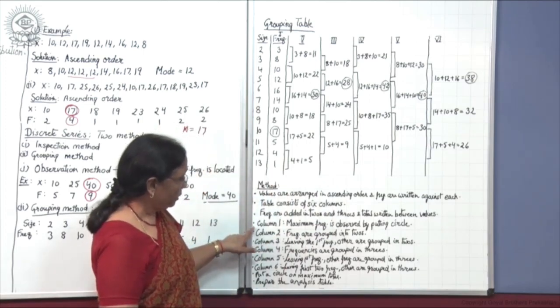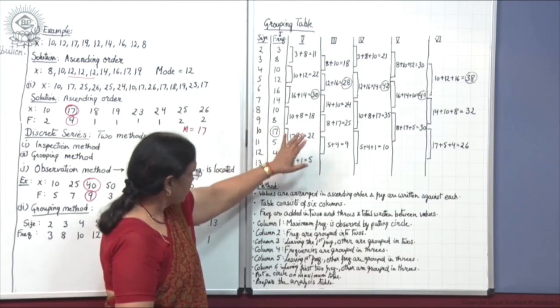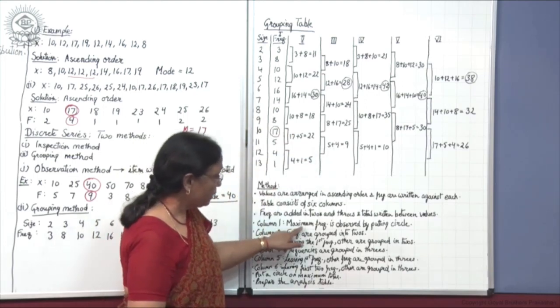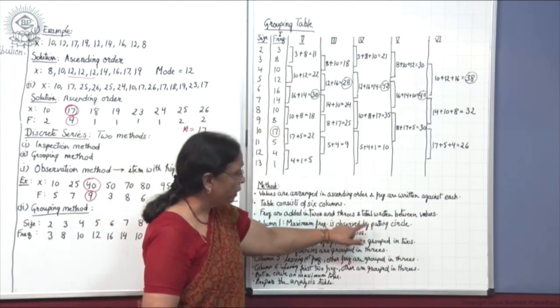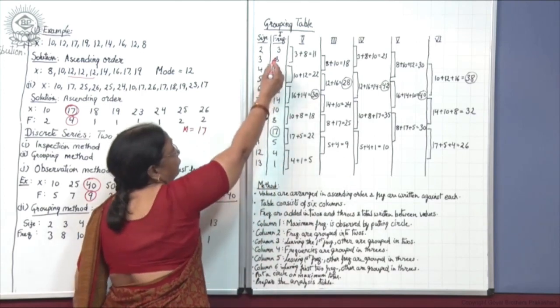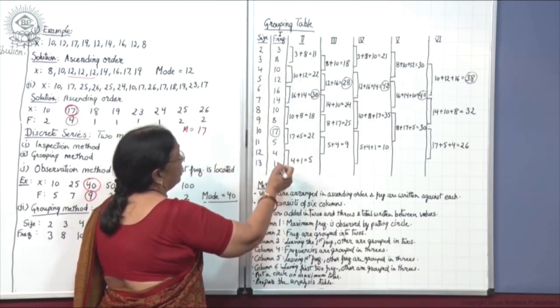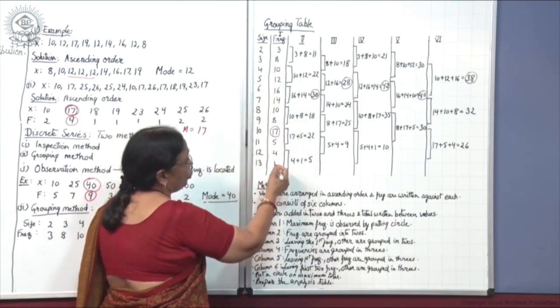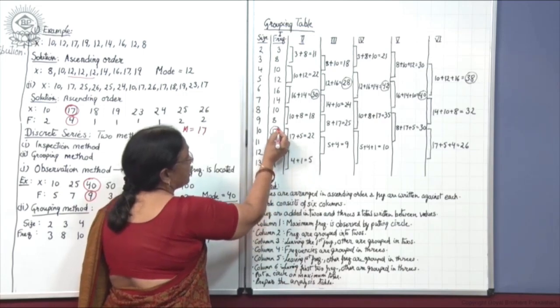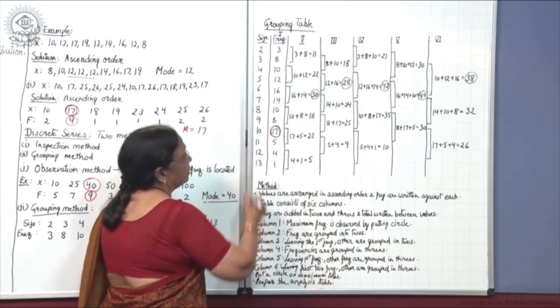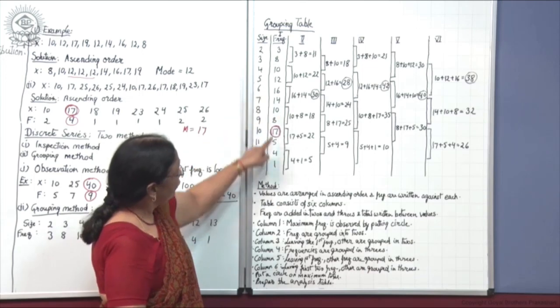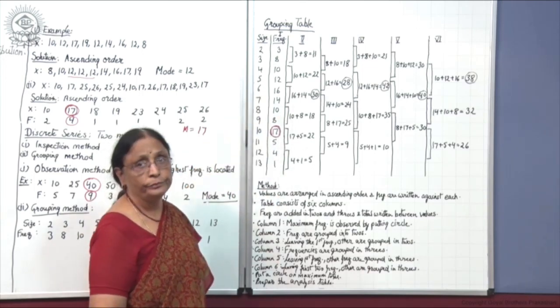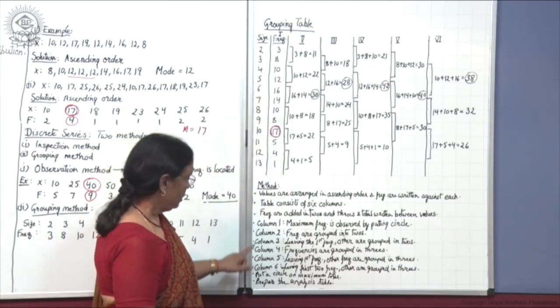Now we will proceed column wise. Column 1, maximum frequency is marked by putting a circle. Here in column 1, find the maximum frequency and circle it. Here the maximum frequency is 17, circle it.